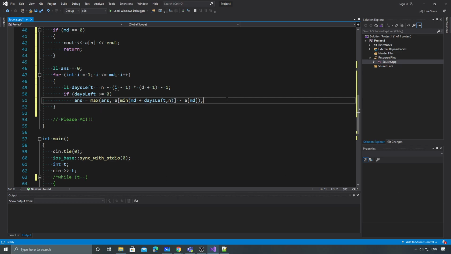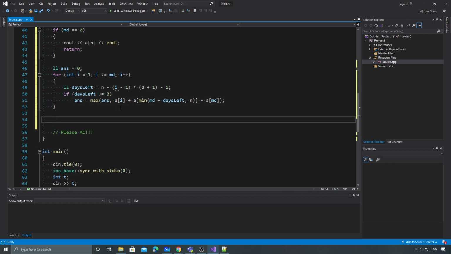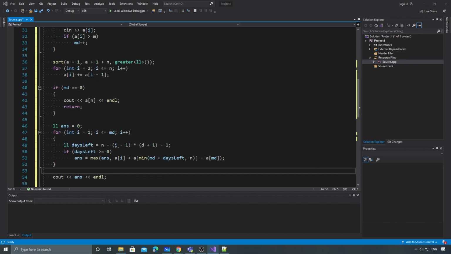This way we can handle all cases and make sure we get the correct total factors for the non-muzzled days. And of course, don't forget to add the values for the muzzled days. That's going to be the A of I, since this A stores the pre-sum of the current location. In the end we simply output this one here, the answer. Yeah, I think that's it.